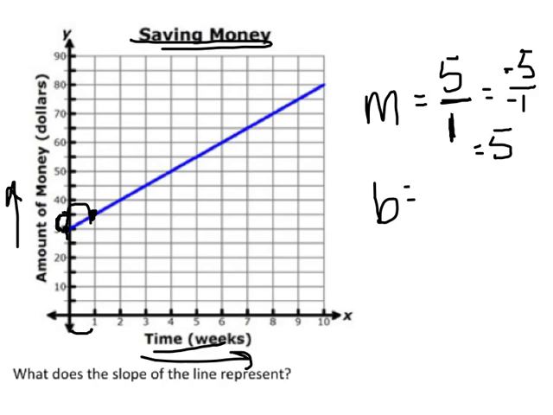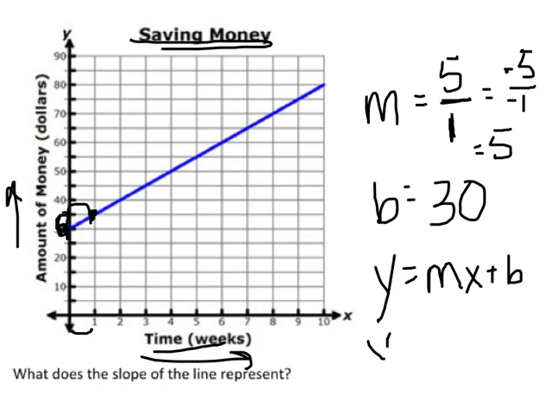What is my b in this problem? What is my initial value? Where does my line hit the y-axis? It hits the y-axis at 30, so my b is 30. Now we just need to put it together to write our equation. My equation is y equals mx plus b. I substitute for m, 5, and then for b I substitute 30. So you get y equals 5x plus 30.